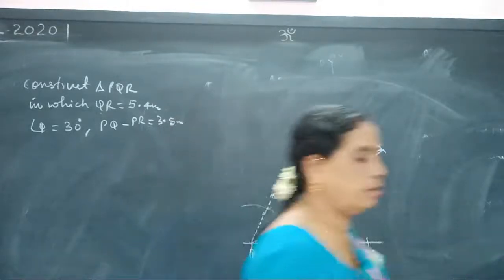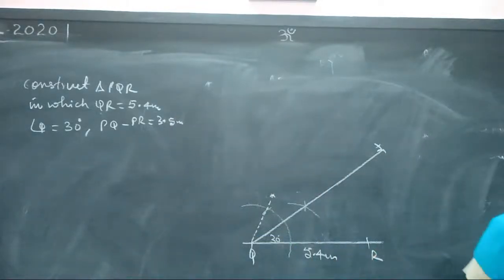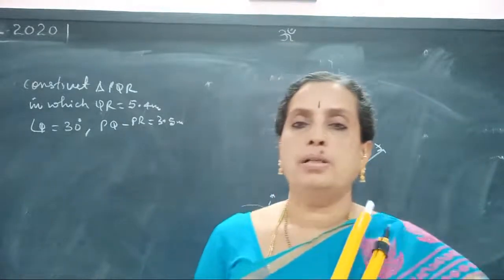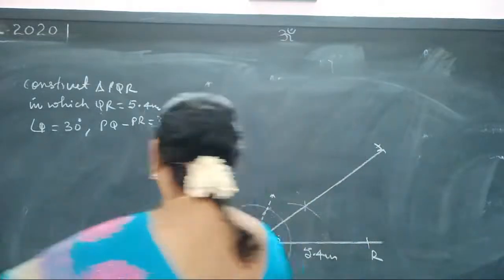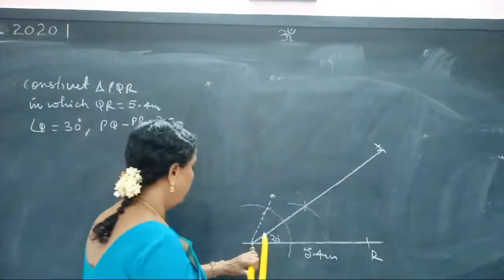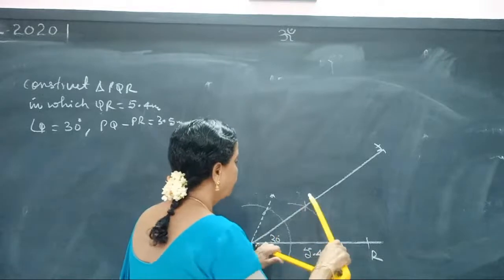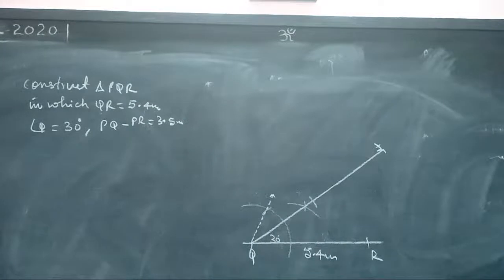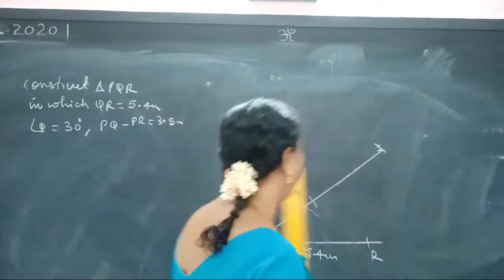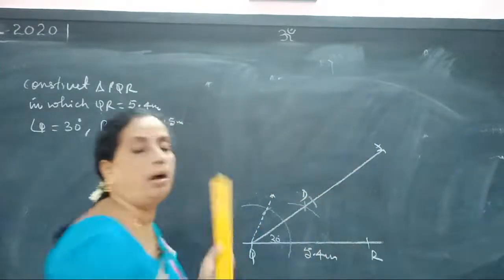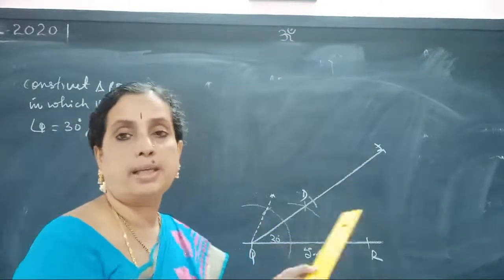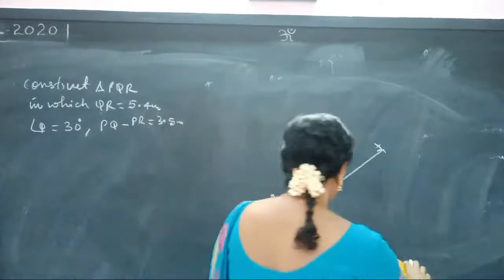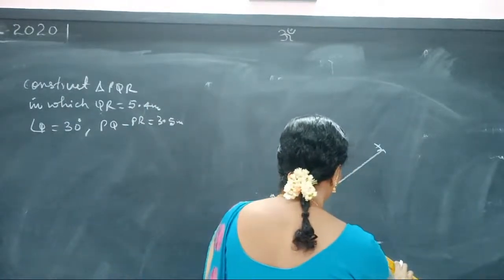Now see the difference. What is the difference mentioned? The difference is 3.5. Using your compass, cut off 3.5 centimeter from here. Join that point, name the point as D. I am always using the same letters X, D, Y to avoid confusion from your side. Now join D to R.